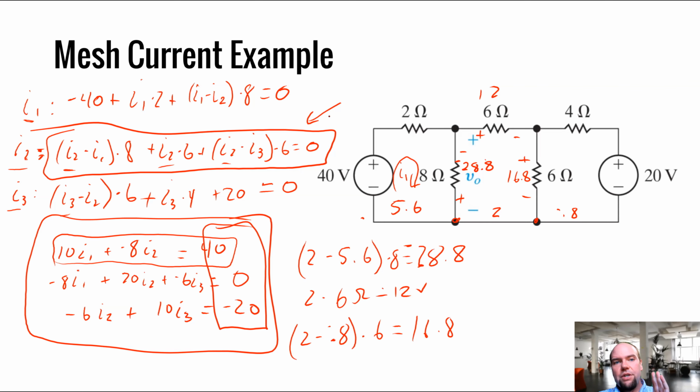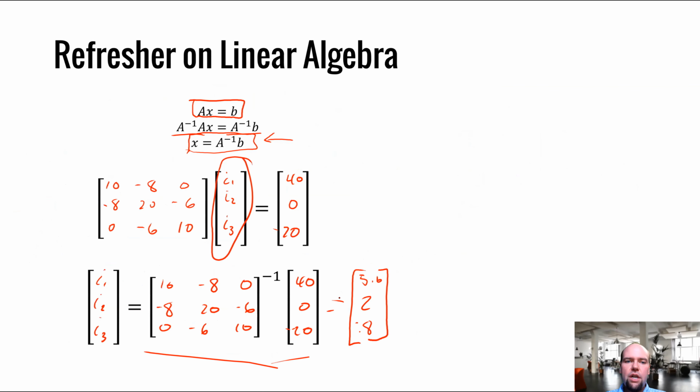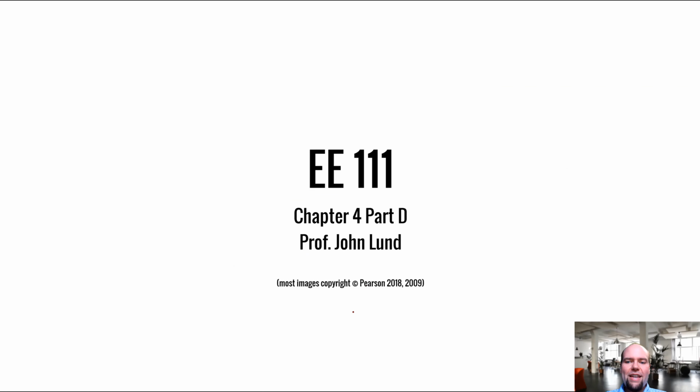Okay, so we've now done 2 examples of mesh current. For the second one, we had 3 equations, and I showed you how to do the linear algebra matrix approach. In the next video, just like we did with node voltage where we had special cases, we're going to look at some special cases that show up sometimes.